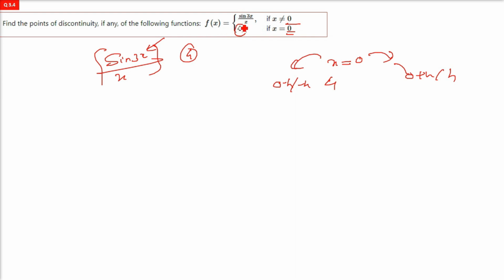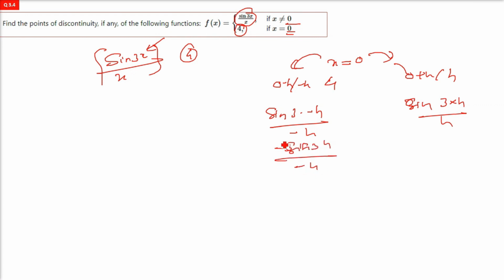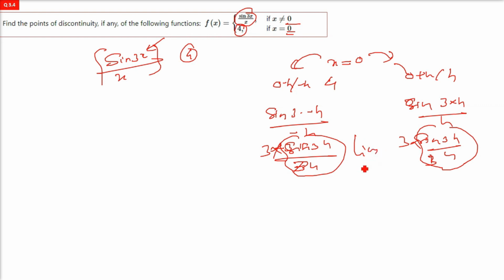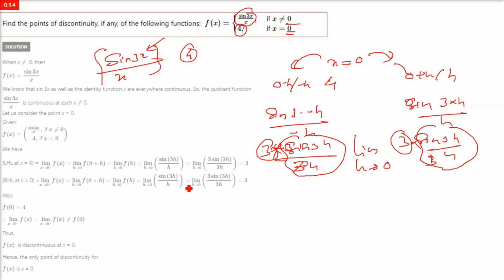So let us take 0 minus h and 0 plus h for LHL and RHL. In sine 3x, in place of x I am putting minus h. Here on the right hand side, again in place of x I am putting h. So sine minus theta is minus sine theta. So this is minus sine 3h divided by h. So you have to introduce a 3 here. Multiply numerator and denominator by 3. This is sine theta by theta, and it is going to be 1, limit theta tends to 0, or h in this case, h tends to 0. So you have 3 and 3 on both the sides.